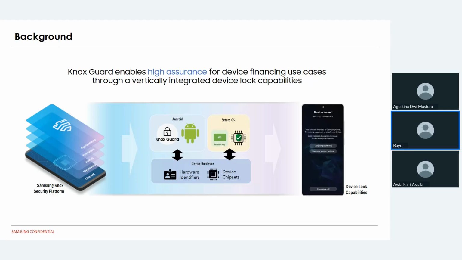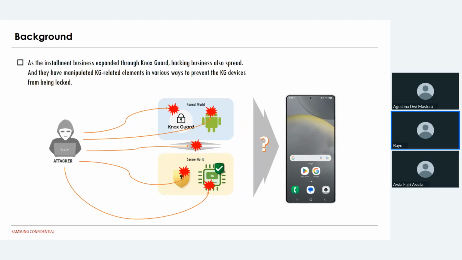Knox Guard provides high assurance security for device financing, through a vertically integrated stack that spans from the chipsets and hardware identifiers up to the kernel and into the application layer. However, as the device installment business has grown exponentially over the years, the hacking business has grown as well. So we've seen increased attempts to manipulate the KG elements to prevent devices from locking when payments are missed.